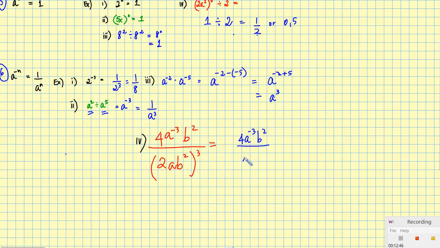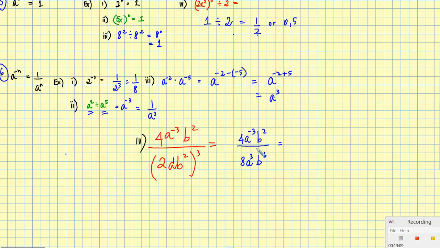So 2 cubed will go to 8. A to the power of 1 cubed goes to a cubed, and b to the power of 2 cubed goes to b to the 6th. Remember, this is a power to a power rule, so everything gets multiplied. So it's 2 cubed, a to the power of 1 cubed, so it's 1 times 3 is a cubed, and then b squared cubed is b to the 6th.